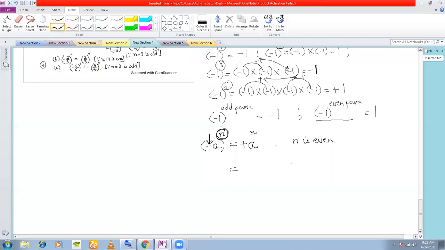Next, suppose n is odd, then what happens? Then the same minus sign, you check the power, you see that the power is odd, then the same minus sign here will come out of this bracket: minus e to the power of n. You will retain the minus sign in case n is odd, and you will remove the brackets. Let us see examples based on this to have a clearer understanding.